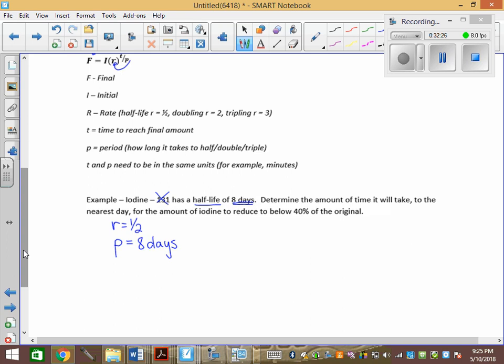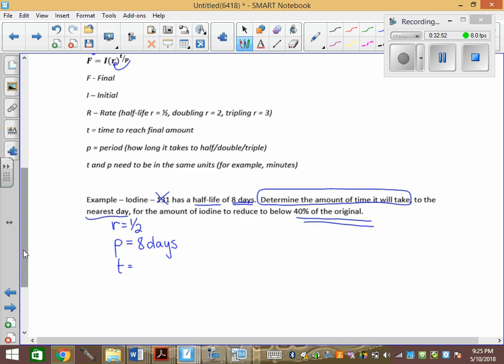Determine the amount of time it will take. We're trying to find out the time it will take, to the nearest day, for the amount of iodine to reduce to 40% of its original. So they're asking us to find the time to reach final amount. And it says 40% of its original. It doesn't matter what you make the original be. If you multiply by 40%, it'll end up working out.